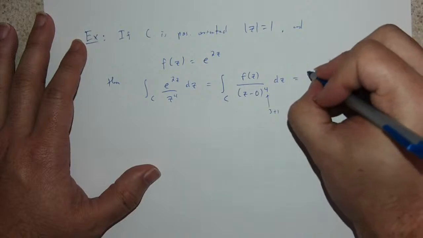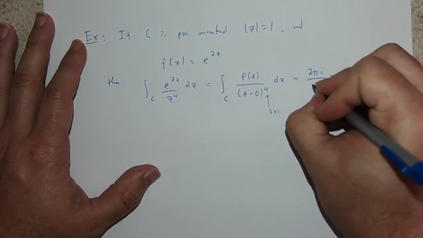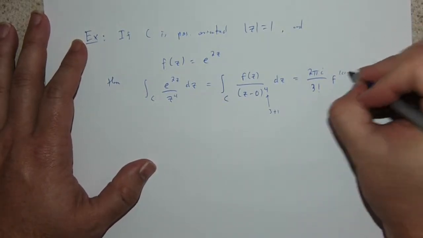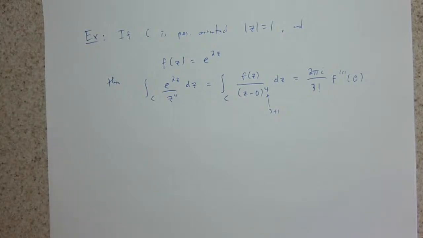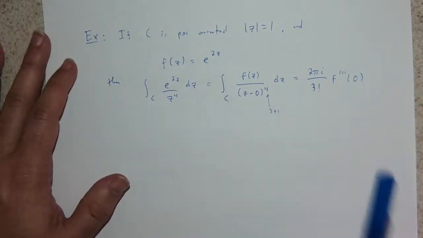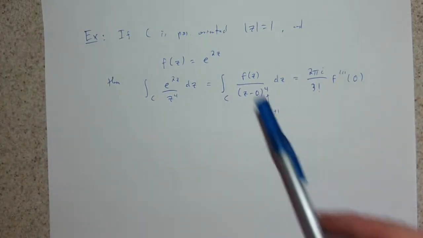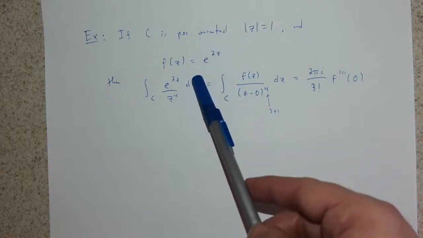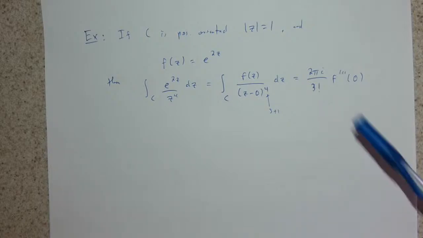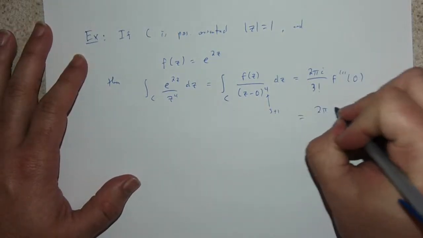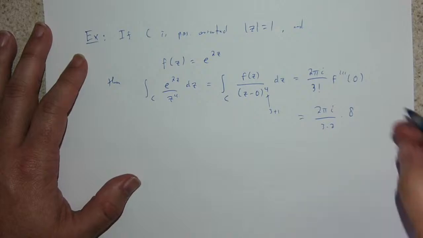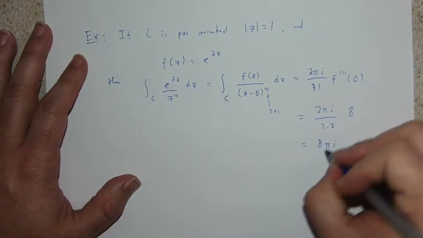This is 2 pi i over 3 factorial times the third derivative of f at 0. The third derivative of f at 0 is 2 times 2 times 2 e to the 2z, so that's 8 e to the 2z. So let's think: 2e to the 2z would be the first derivative, 4e to the 2z the second, and then 8e to the 2z. Yes, so this would be 2 pi i over 3 factorial times 8, so this would be 8 pi i over 3.